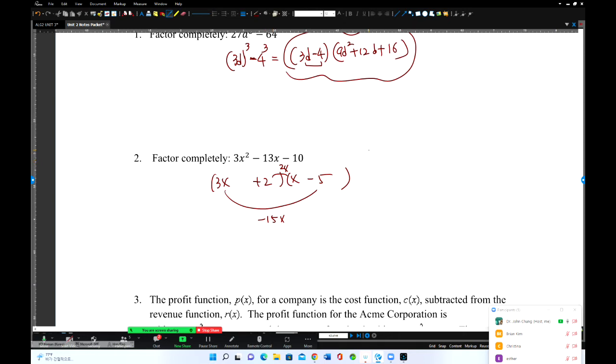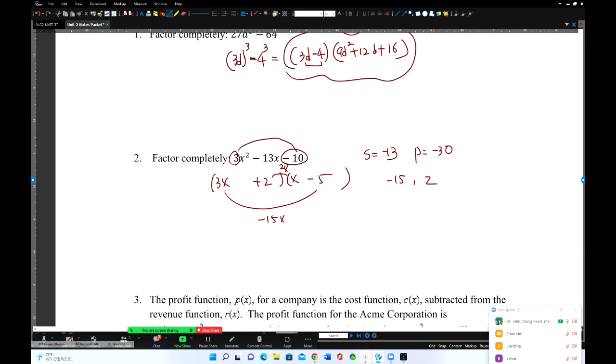The sum is negative 13, and for the product, we multiply these numbers, that's the product, okay? 3 times negative 10 is negative 30, that is the product. What are two numbers whose sum is negative 13 and product is negative 30? Negative 15 and 2, isn't it?